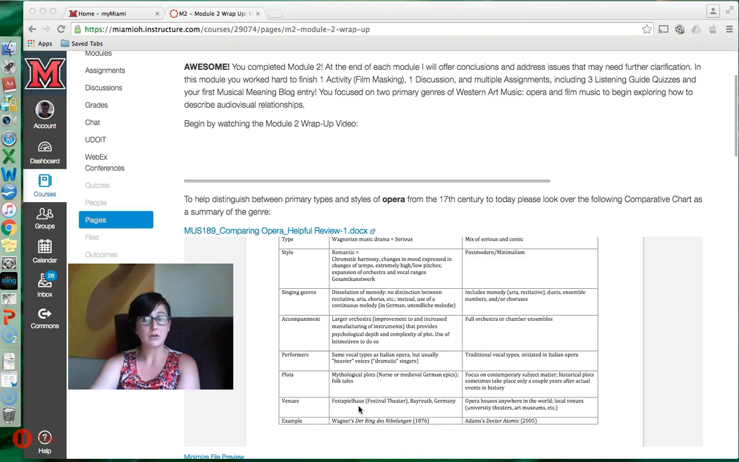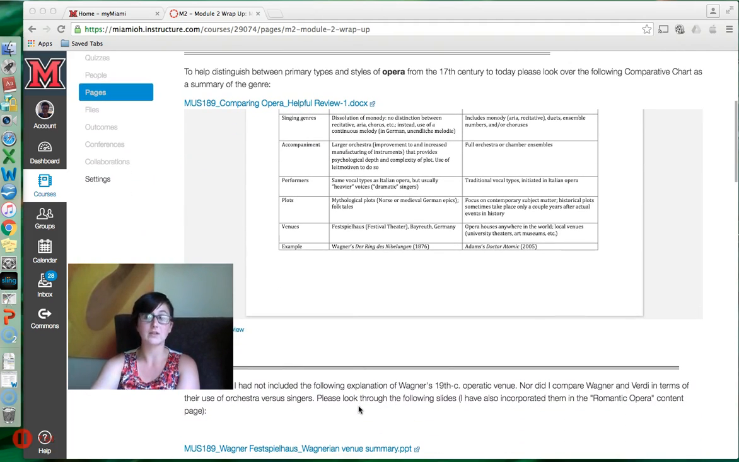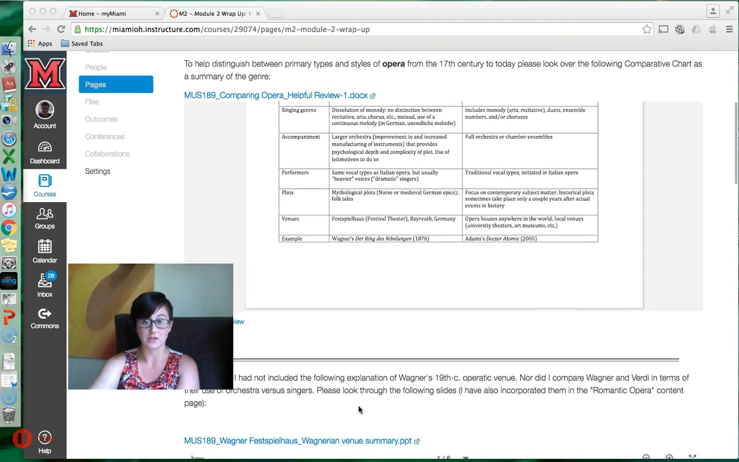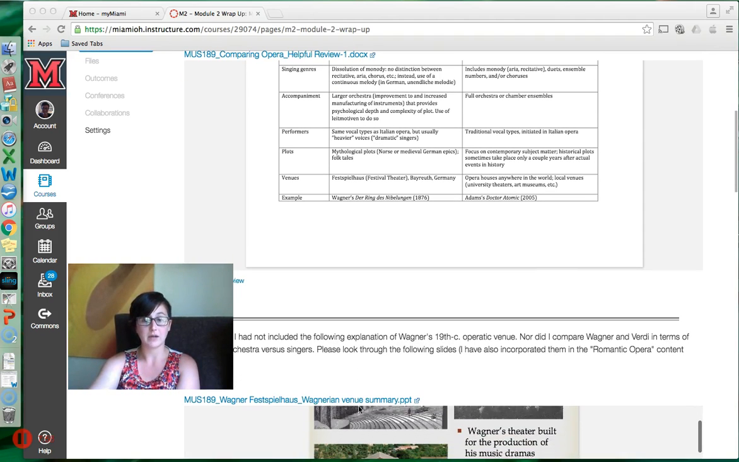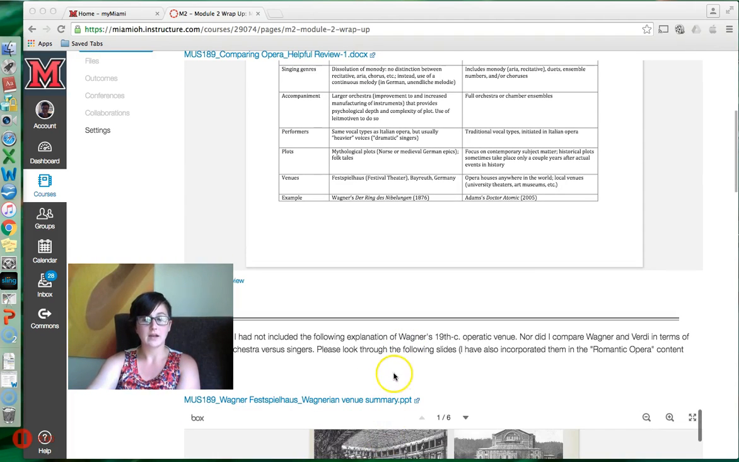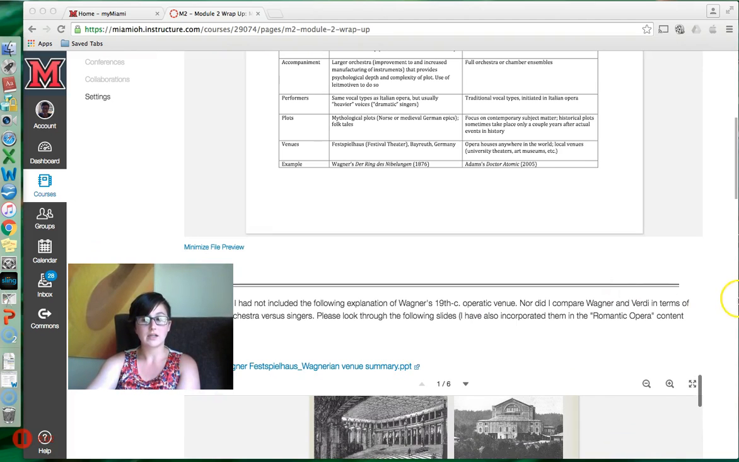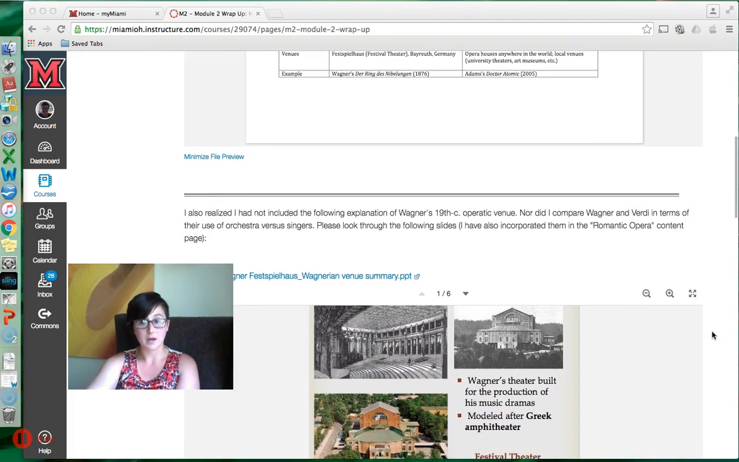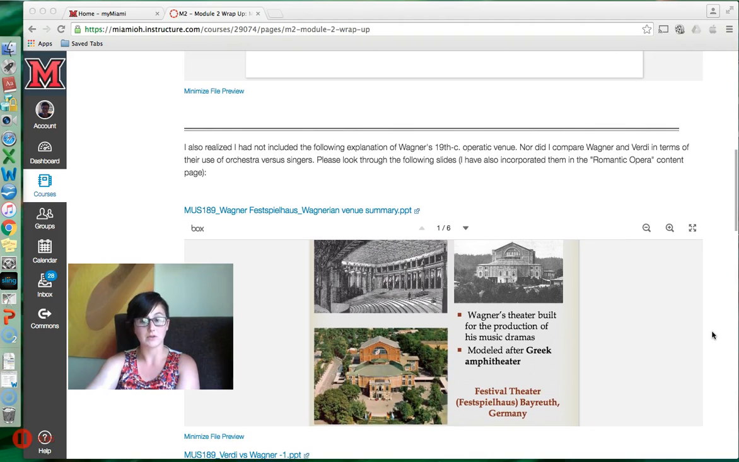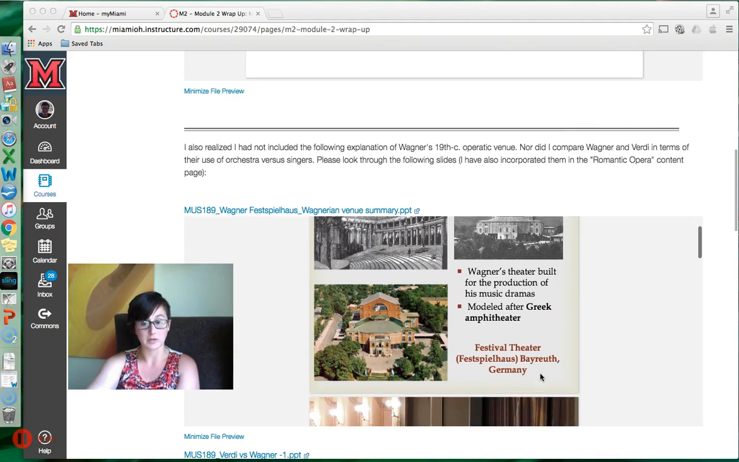What I didn't include, and I totally forgot, I apologize for this, so I've added it here as well as on the Romantic Opera page as you're working on your final timeline project, is that Wagner actually created his own venue for his Gesamtkunstwerk and music dramas called the Festspielhaus, or the Festival Theater in Bayreuth, Germany.